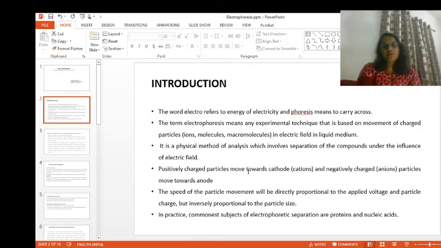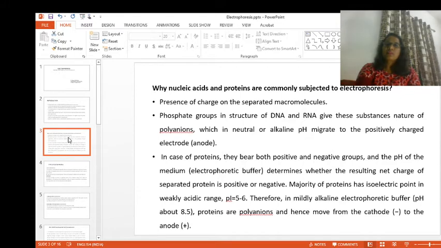The usual biomolecules used in electrophoretic separation are proteins and nucleic acids. Why are we selecting proteins and nucleic acids as the common molecules used in electrophoresis? Because if we compare lipids, they don't have much charge, but nucleic acids and proteins have charge. The phosphate groups present in the structure of RNA and DNA give the negative charge, so they move towards the positively charged electrode, that is the anode.